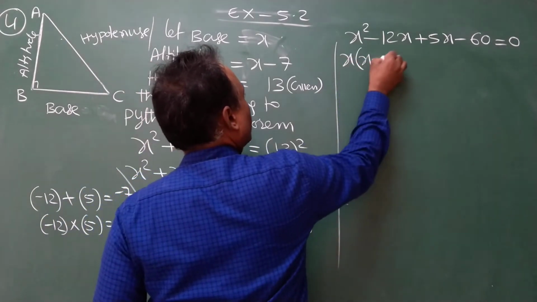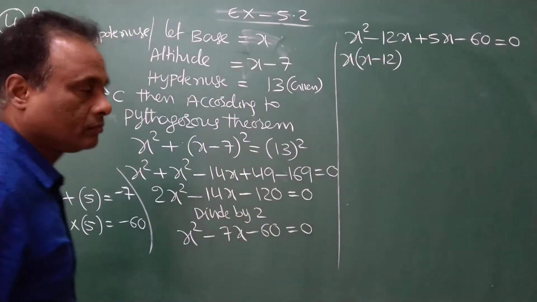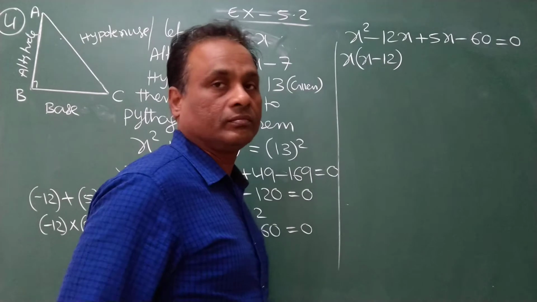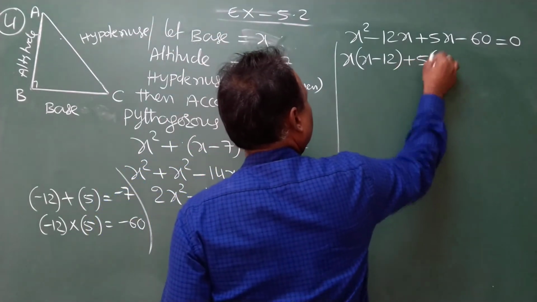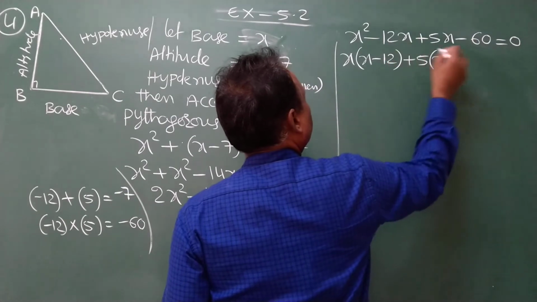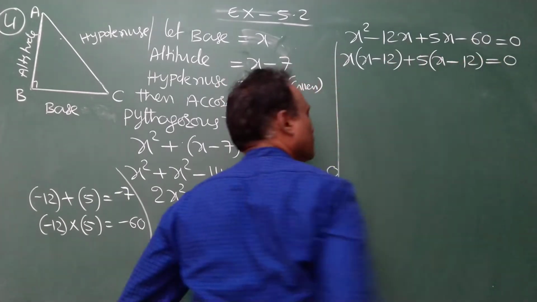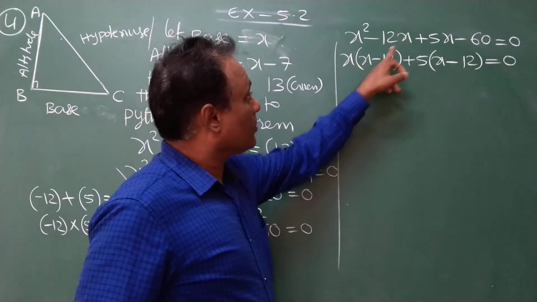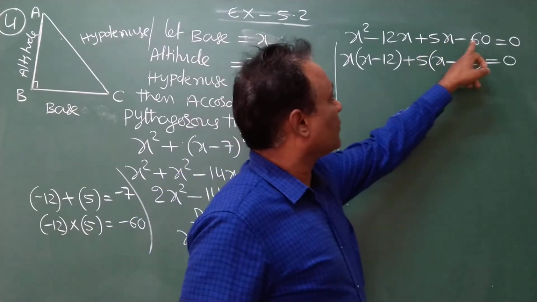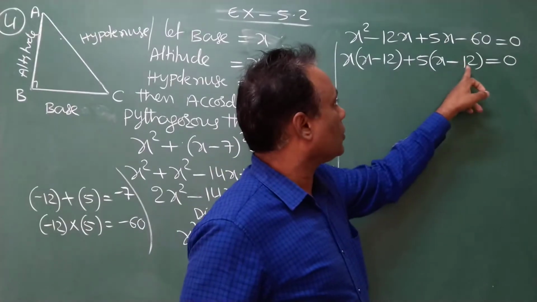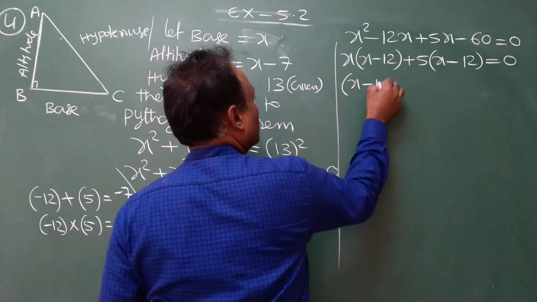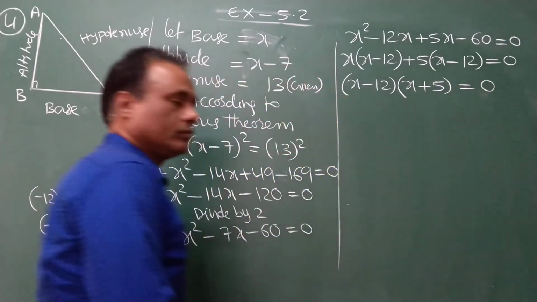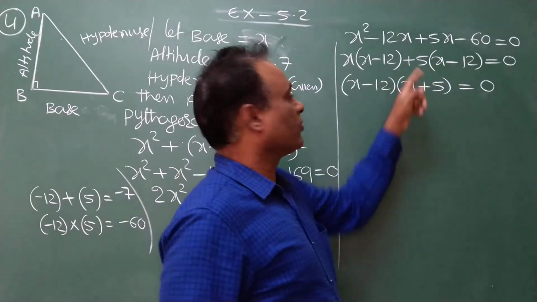x common, x minus 12. 5 common, 12 into 5 is 60. x common, another x remains, x minus 12. 5 common, 5 into 12, x minus 12 common. x plus 5 remains. So x minus 12 common, x plus 5.